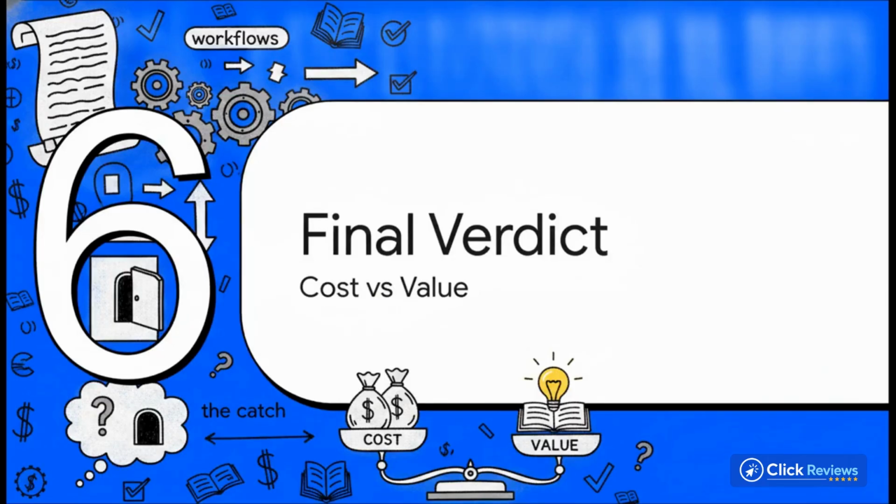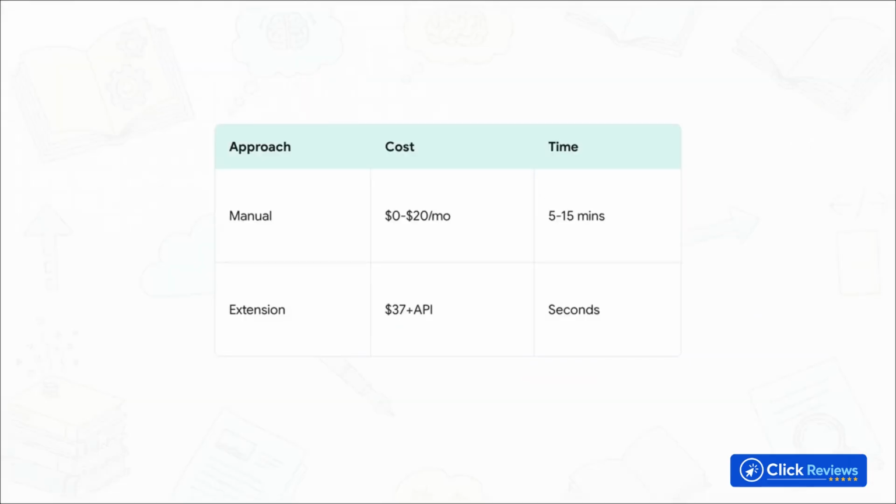And finally, Section 6, Final Verdict and Pricing. Let's look at an objective, side-by-side comparison here. Now, what's really interesting about this slide is the trade-off you're making. Doing all of this manually with ChatGPT might cost you nothing, or maybe $20 a month if you have a Plus subscription, but you are heavily paying in time. We're talking 5 to 15 minutes per asset, and you're constantly suffering from that tab switching overhead. The Self-Publish Pilot extension drops that time down to mere seconds per asset for a $37 one-time fee, plus whatever those tiny variable API usage costs end up being. You are essentially trading a minor technical setup for an absolutely massive increase in workflow speed.